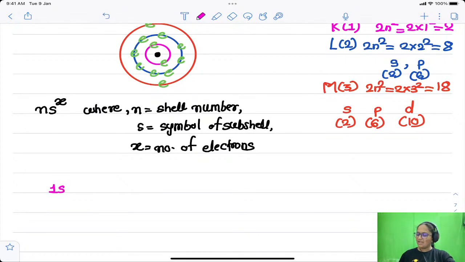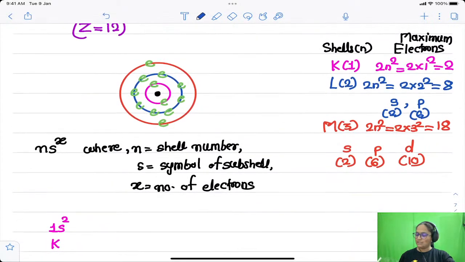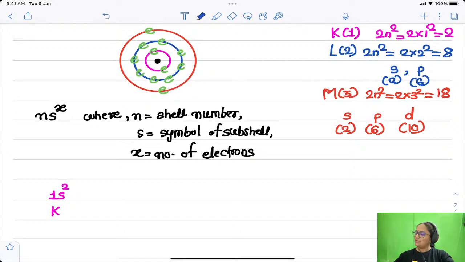So s I will write down, and it contains how many electrons? 2 electrons. So 1s2 is for the K shell. The K shell is done. Then I will write down the next shell, the L shell. In the case of L, there are two orbitals, s and p, so we have to write down both of them in detail. First I will write down s, and then p. The first 2 electrons will enter 2s, and the next 6 electrons will enter 2p. So 2s2 2p6 is for the L shell.